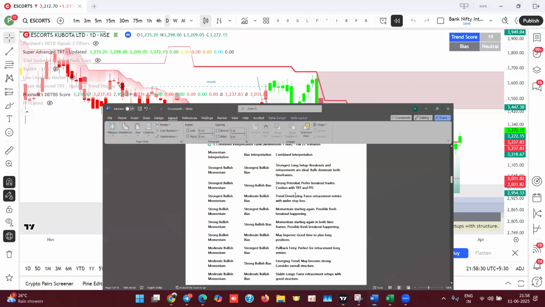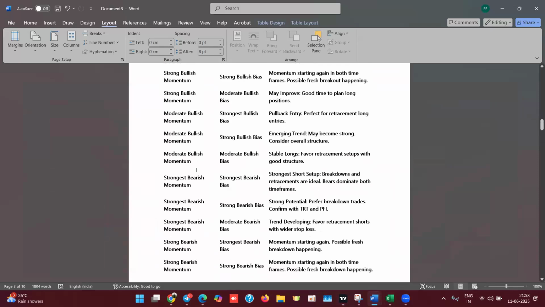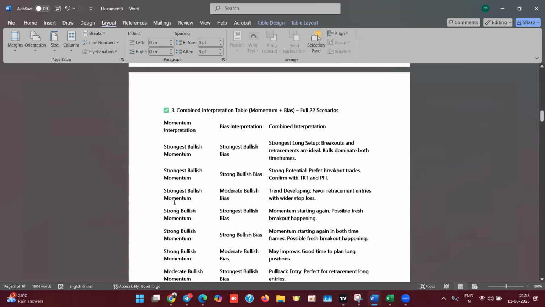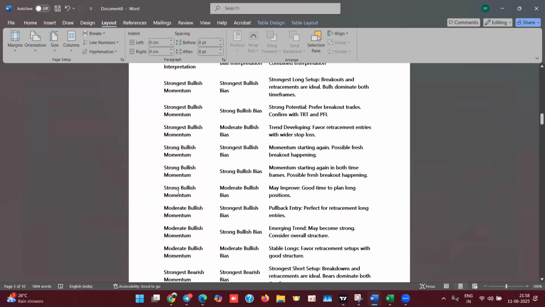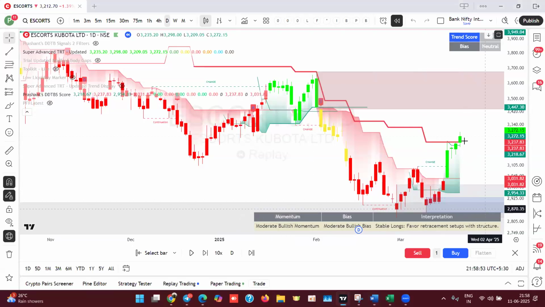Let us check here. Moderate bullish momentum, and moderate bullish bias. Stable longs favor retracement setups with good structure. Okay. So this is readily printed on the chart. We know that we have to wait for retracement. If it comes down in the buying area, we can buy.